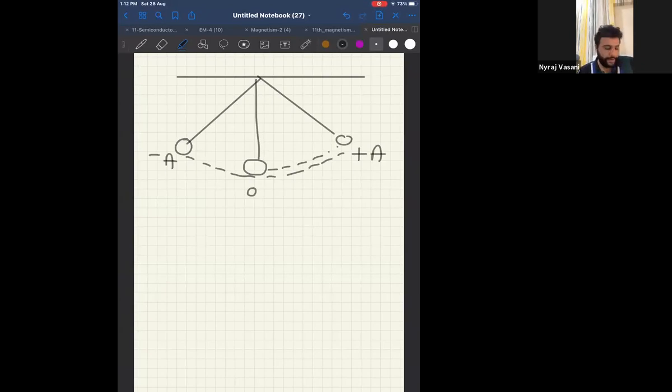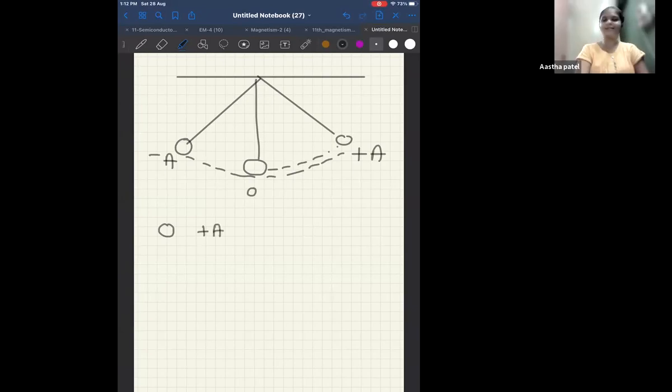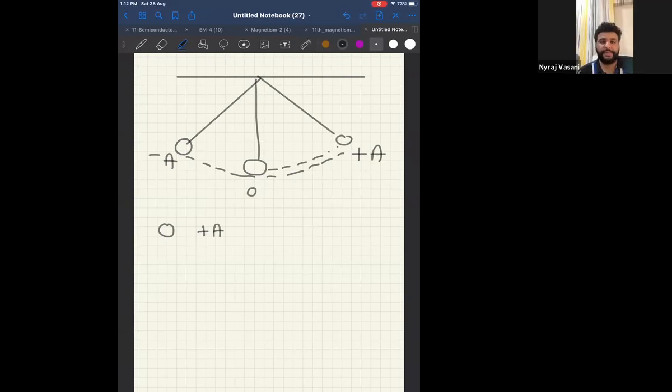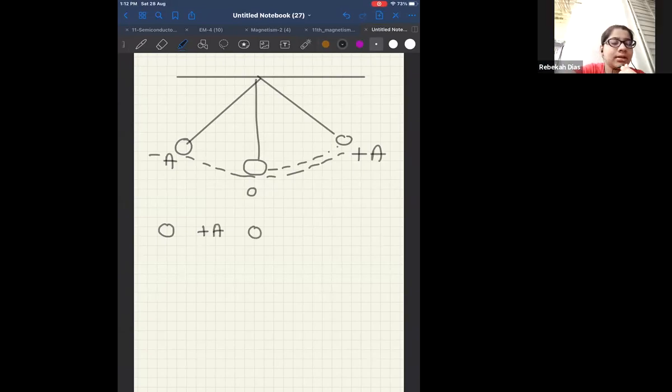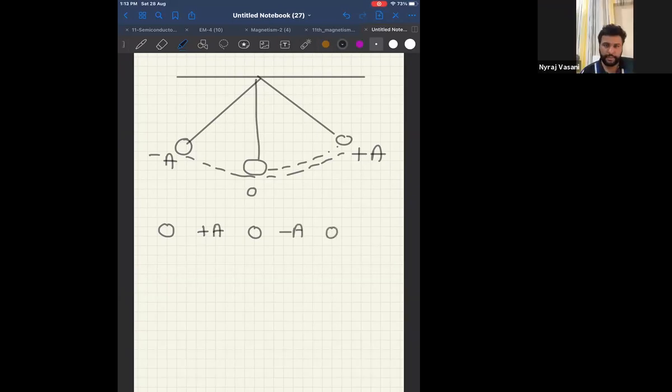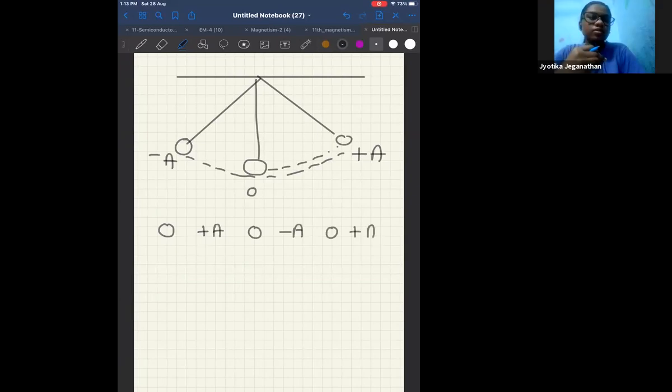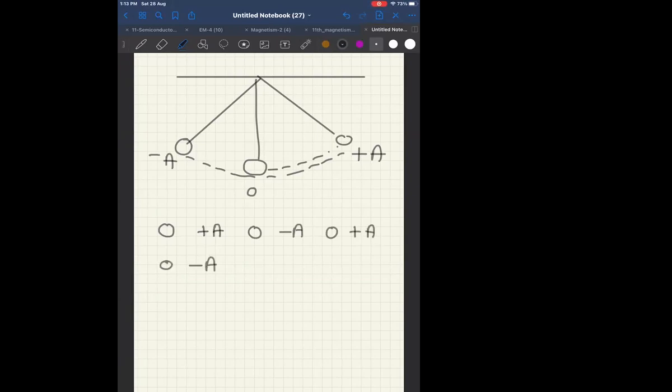Now tell me, if my pendulum starts from 0, where does it go next? Can I say it goes to plus A? Now tell me, where does it go next? 0. Okay, then. Minus A. Continue. 0. Plus A. 0. Minus A.